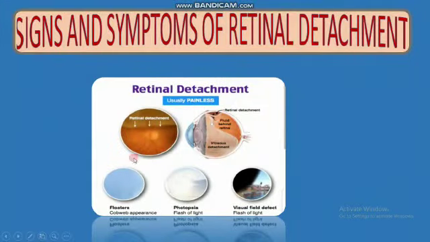Now here you can see in this diagram the floaters are present, perceived by the patient. Here is the flashing light which is perceived by the patient in his visual field, and here are black curtains in the periphery of the visual field, and these are perceived by the patient.